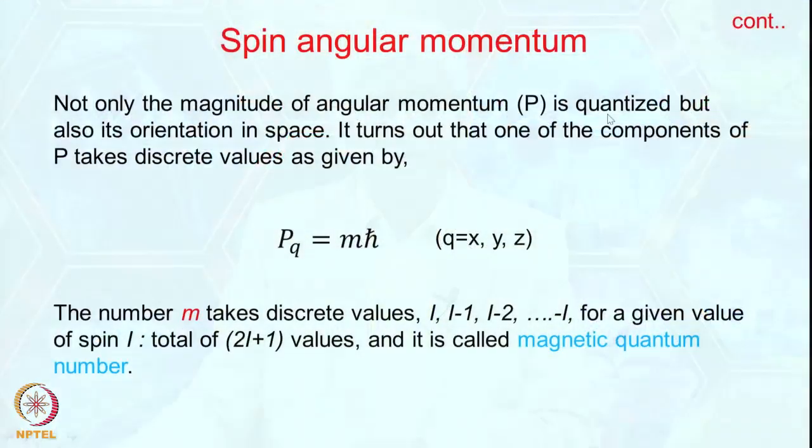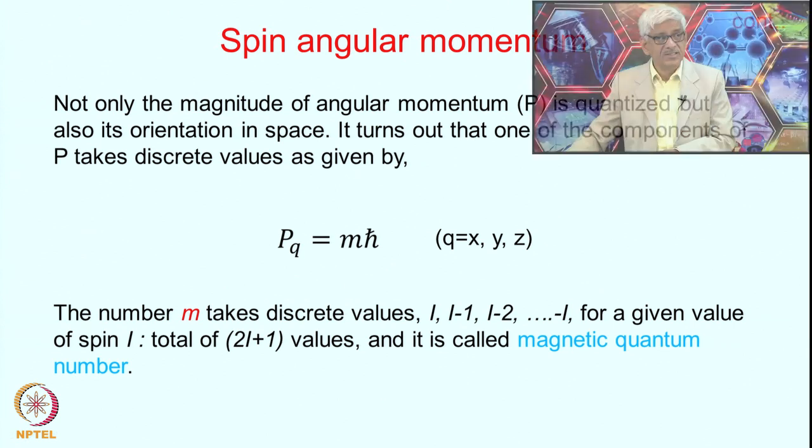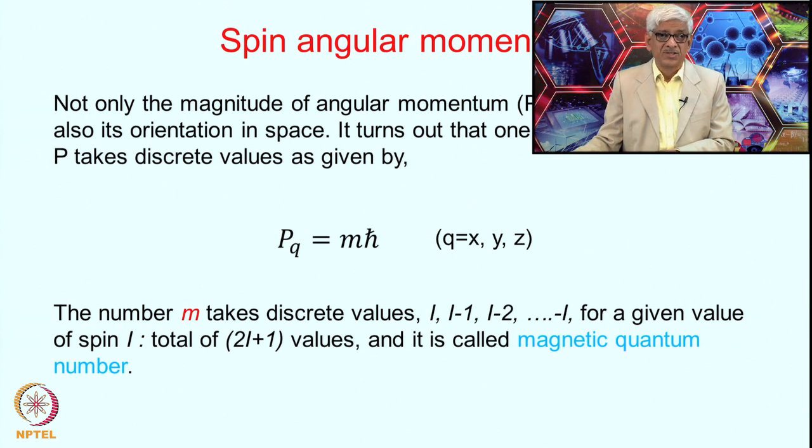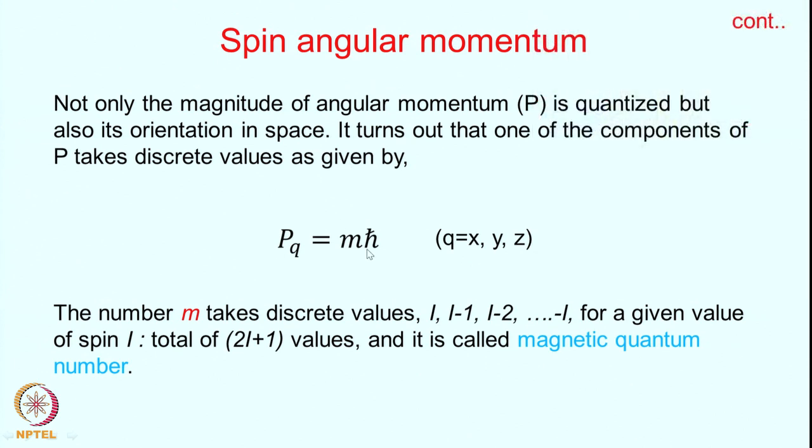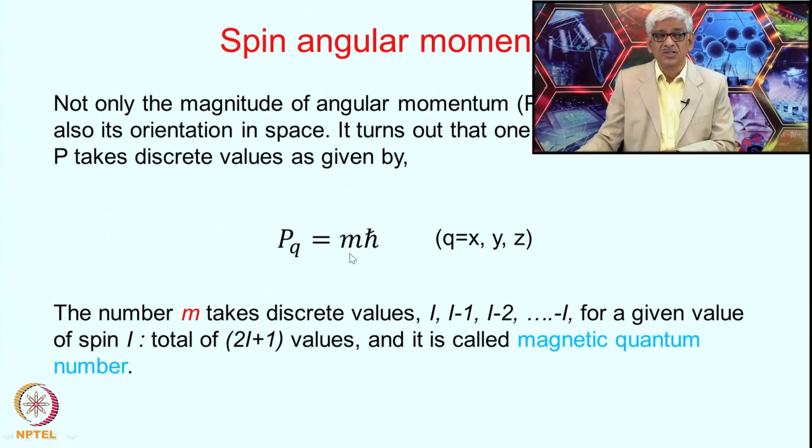Okay. So, we said the angular momentum magnitude is quantized. As it is a vector, it turns out that not only the magnitude of the angular momentum is quantized, but also its orientation in space. What does that mean? For any vector, you will have three components along the x, y or z axis, and it turns out that one of the components of p takes discrete values as given by this equation: Pq is equal to m h cross, where q is equal to x, y or z. One of them is quantized, the others can be any continuous value.